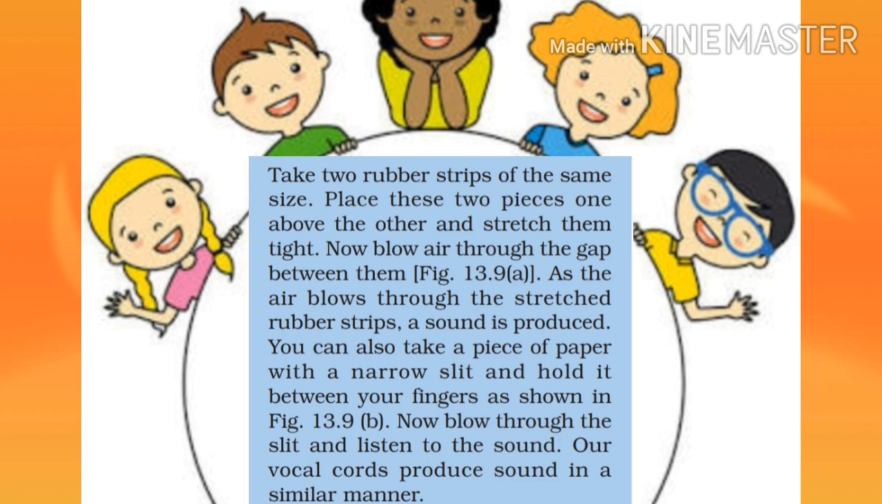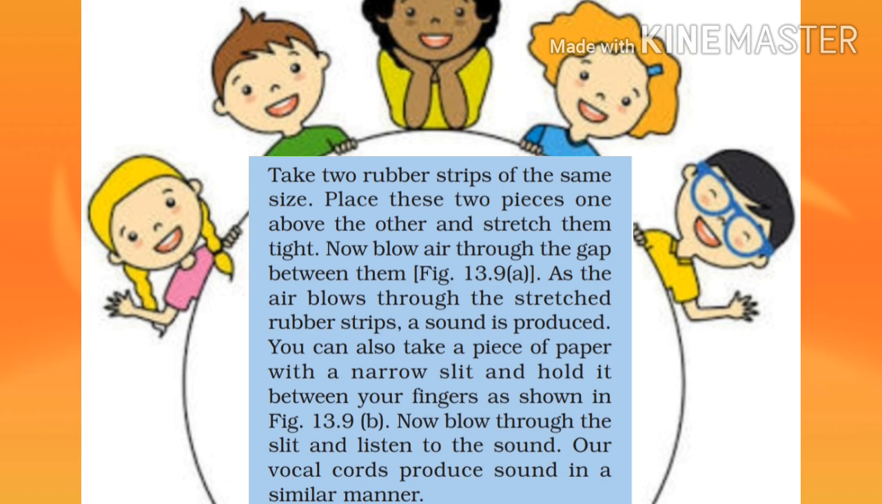Take two rubber strips of the same size. Place these two pieces one above the other and stretch them tightly. Now blow air through the gap between them as shown in figure 9.9a. As the air blows through the stretched rubber strips, a sound is produced. You can also take a piece of paper with a narrow slit and hold it between your fingers as shown in figure 9.9b. Now blow through the slit and listen to the sound. Our vocal cords produce sound in a similar manner.